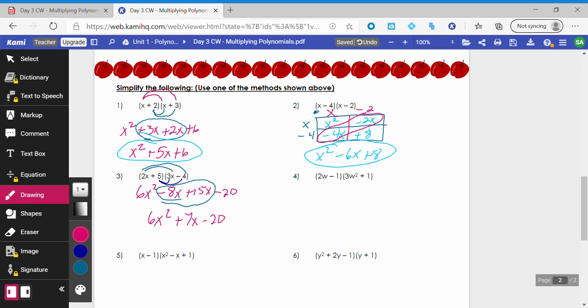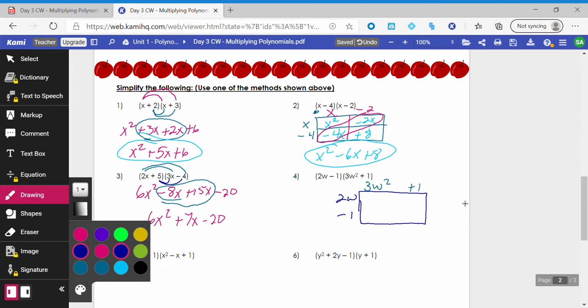If I were to use the box method, for instance, in number 4, box method means I need a box. And I'm going to put one parenthesis along the side and the other parenthesis along the top. So along this side, we got 2w minus 1. And then the other one is 3w squared plus 1. And I'm going to separate it so that we create a barrier. So now we have the 2w, the minus 1, the 3w squared, and the 1.